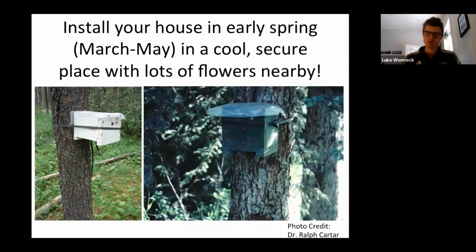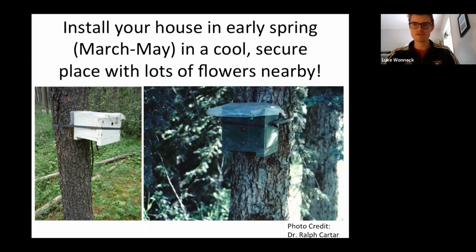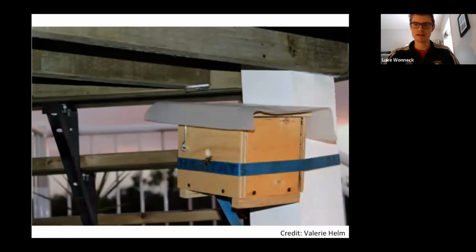Once you've built your bumblebee house, and there'll be instructions in that fact sheet, you want to install it in the early spring, so March to May. So now is a great time, in a cool, secure place. So not in the hot afternoon sun, but in a secure place that's maybe a bit more shaded, but where there's lots of flowers nearby, so that there's lots of reason for a bumblebee to be in the area, and they'll pass by and use the house. Here, you can put it on a tree, strap it to a tree. Somebody strapped it underneath their deck here. Now there's a little bumblebee actually using it here.